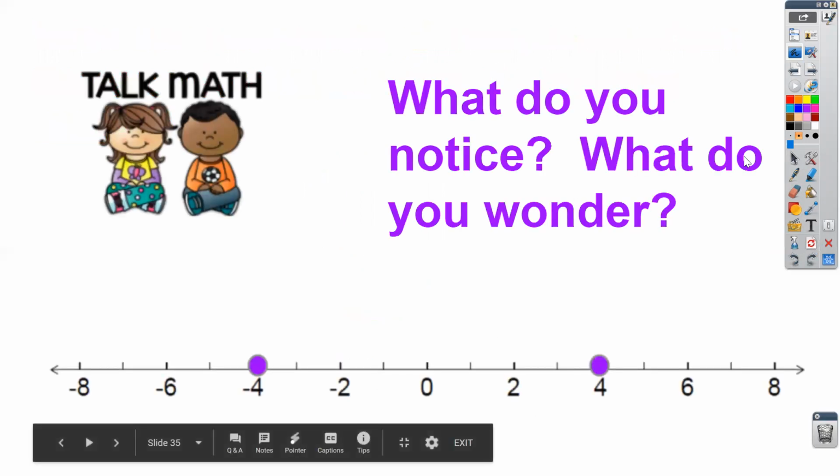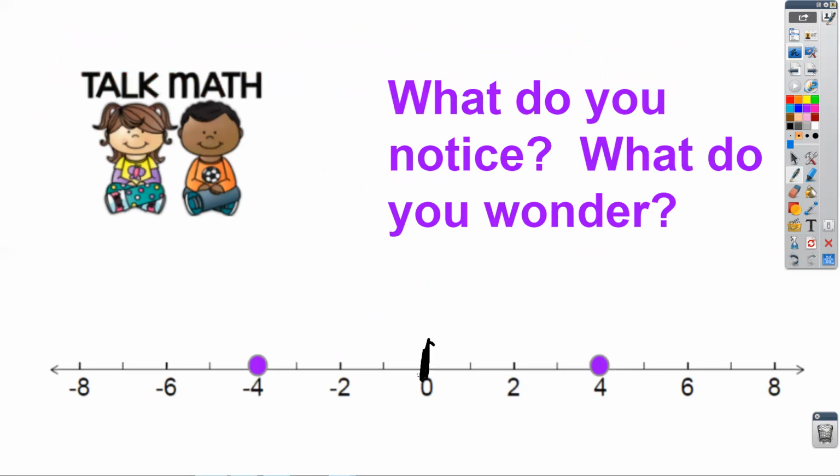All right, so if I look at this number line and I know that 0 is right here in the center, what are some things that you notice and what are some things that you wonder? So take about 10 seconds or so and talk to your partner about a few things that you notice and a few things that you wonder. Five, four, three, two, one.